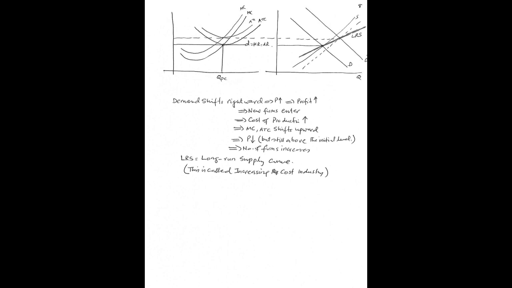So cost of production will increase. Marginal cost and average total cost shift upward. And price decreases, but is still above the initial level. So the price level will definitely decrease when new firms enter, when the supply curve shifts to the right. Yes, price will decrease from here to here, but not to the original or initial price. It will stop somewhere above this level. That is here. Okay.